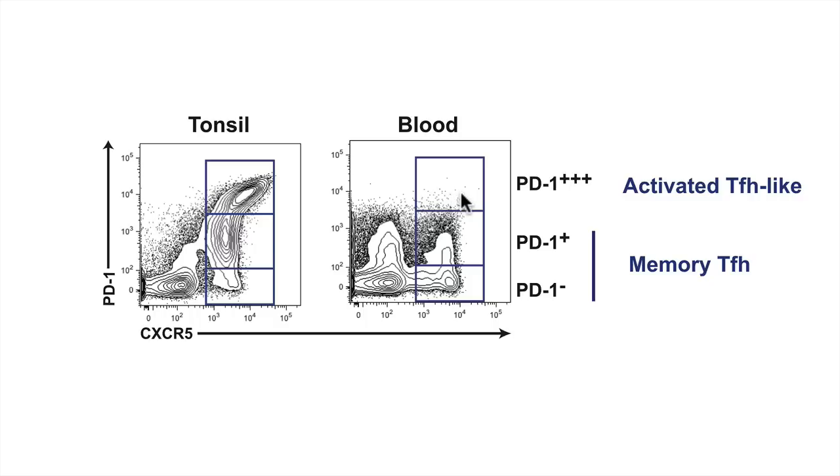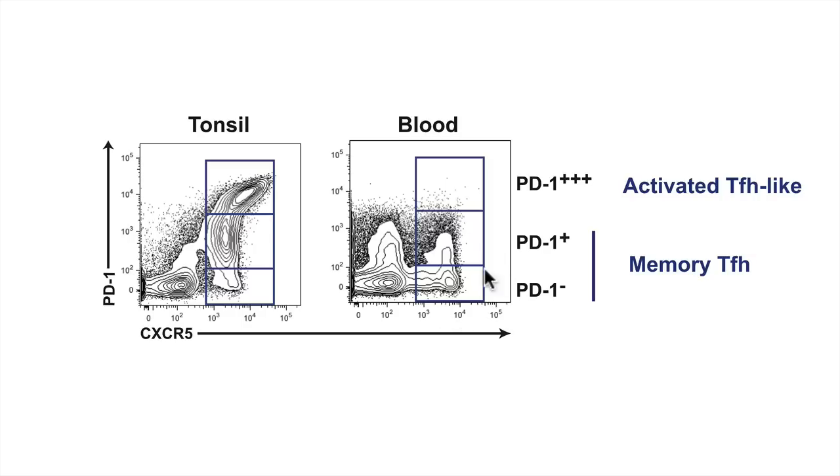So these cells are frequently called peripheral TFH, so PTFH, or blood TFH. We prefer the longer and somewhat less appealing, but I think more accurate phrase for the moment, of activated TFH-like cells. Whereas in contrast, the vast majority of the CXCR5 positive population, again, are resting central memory TFH cells.